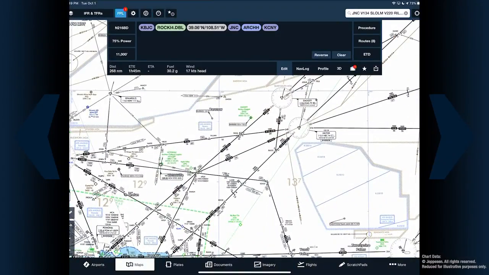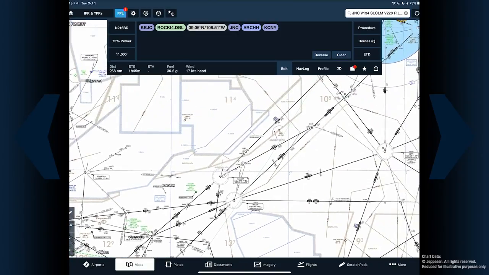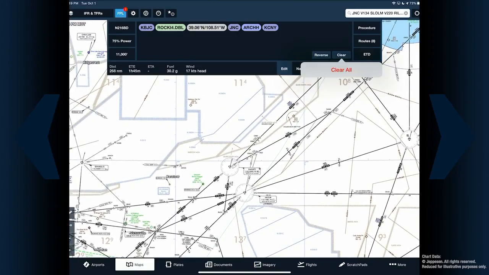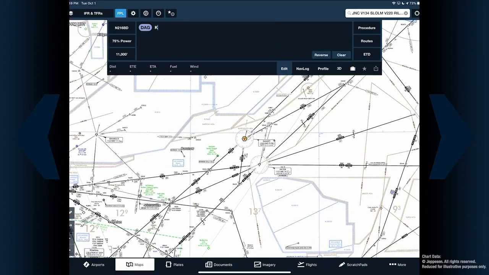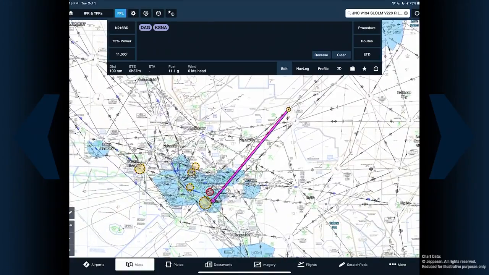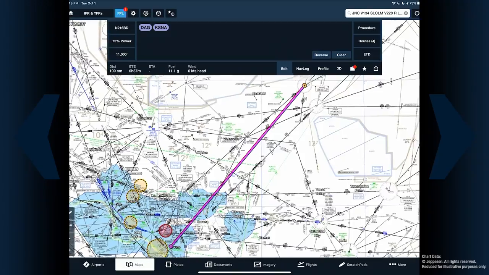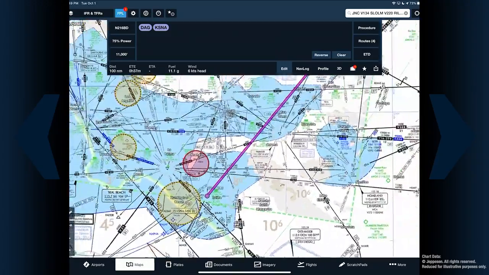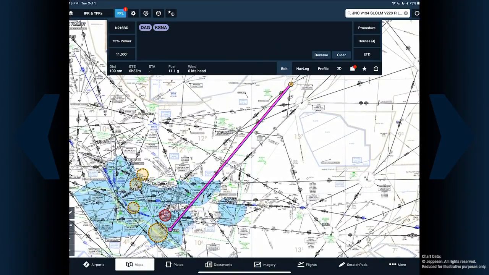Let's just start with where we were coming from. I'm going to clear this out. Essentially, a route that looked just like this. And as we came over Daggett, we were going into John Wayne, KSNA. And as we came over Daggett, ATC asked, Cirrus 216 Bravo Delta, I have a new route clearance for you. Advise when you're ready to copy.